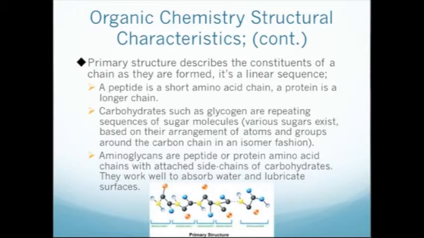Aminoglycans are peptides or protein amino acid chains with attached side chains of carbohydrates. They work well to absorb water and they lubricate surfaces. They're present in our joints, for instance.